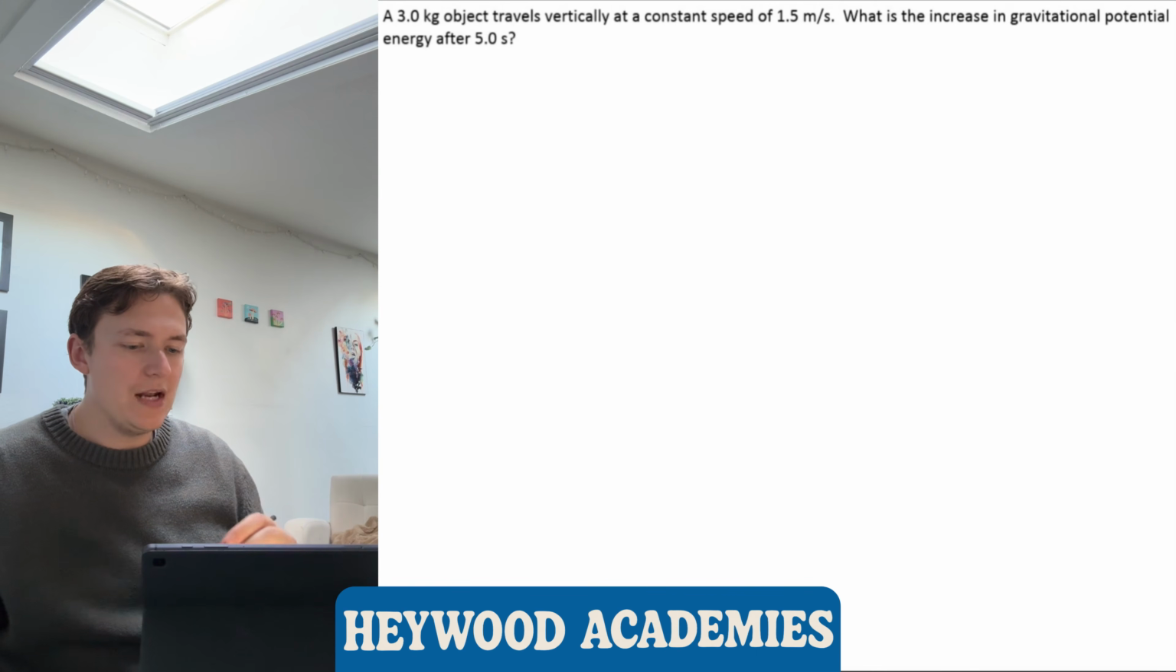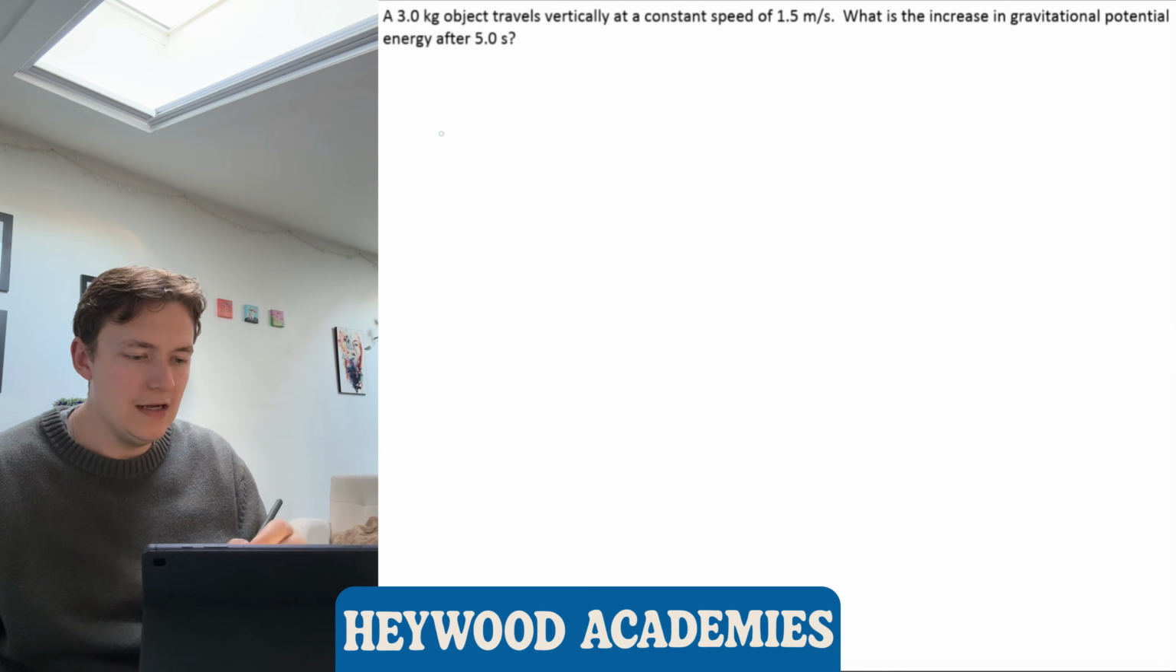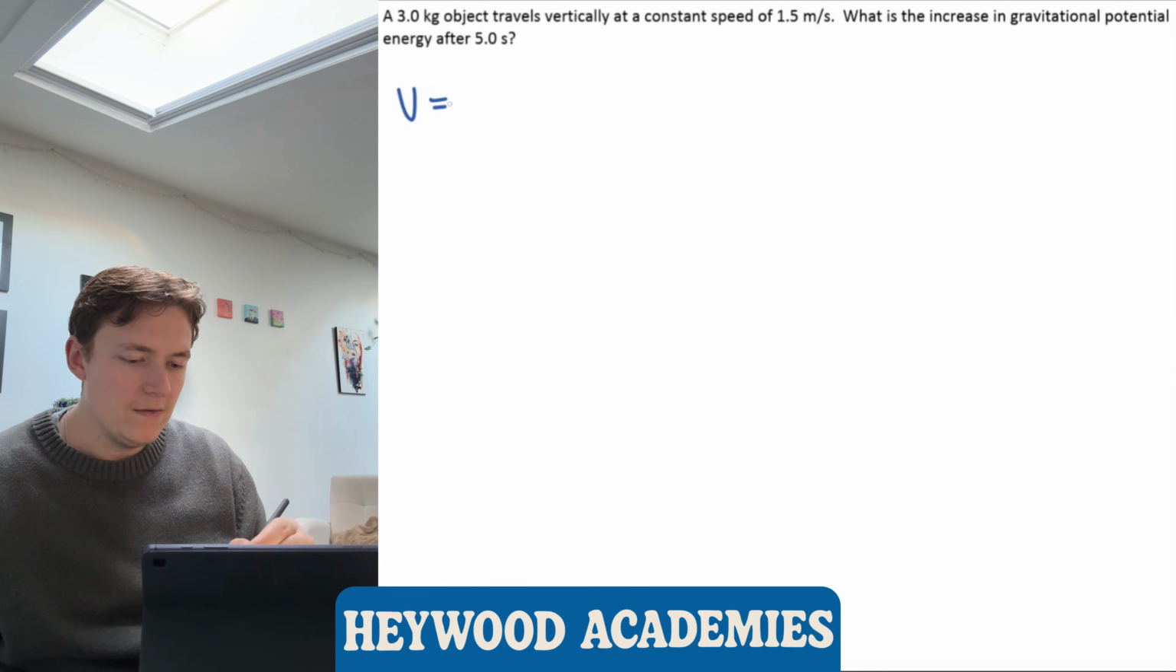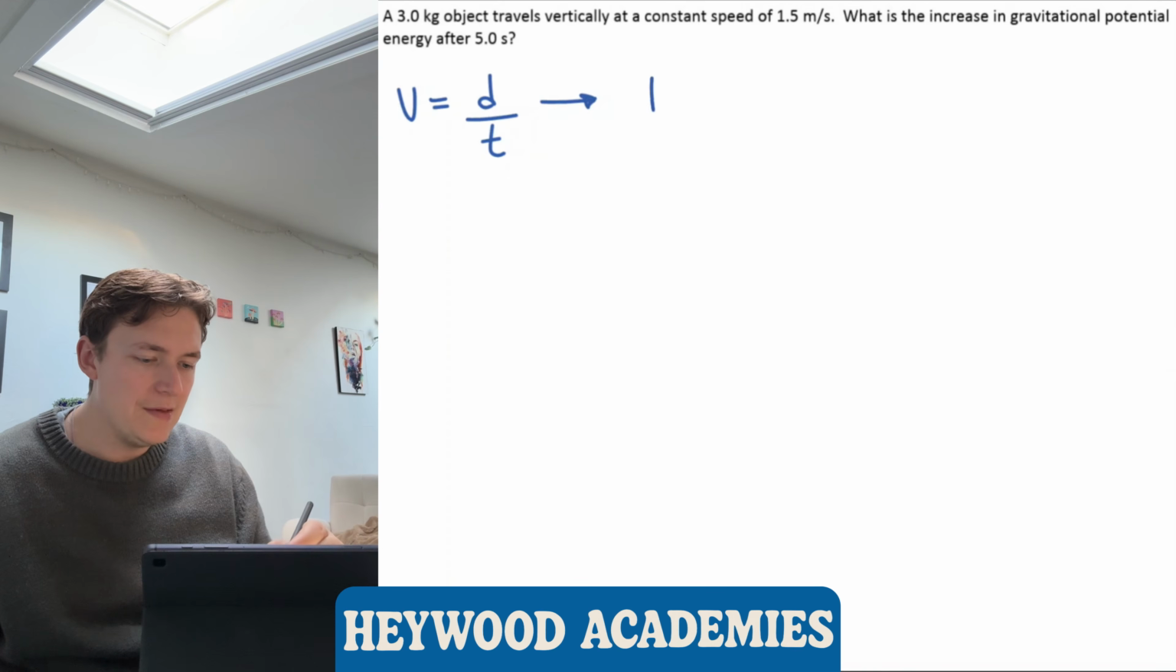Okay, so similar setup to before. Let's find the height that we're traveling here. So we're going up at a constant speed of 1.5 meters per second, and we do that for 5 seconds. So we'll start with velocity is distance over time, which we can use for constant velocity problems. And then we can rearrange that the same way we did last time, which is going to be the distance is equal to velocity times time.